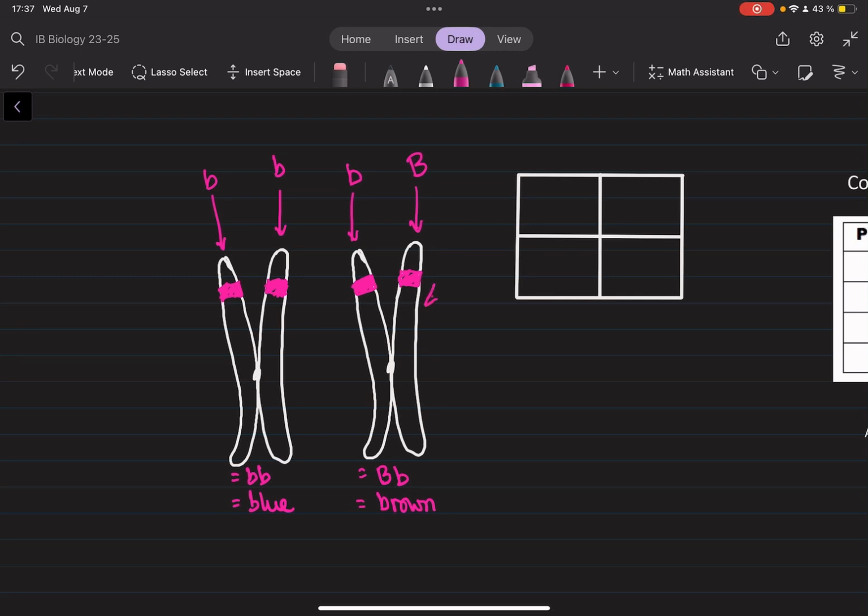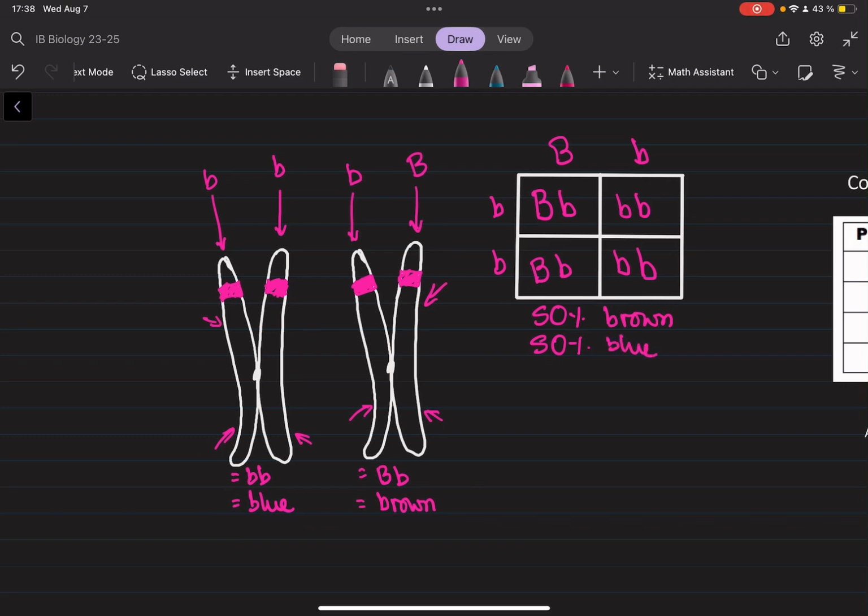So from this chromosome, it can either inherit the one that codes for brown, or the one that codes for blue. And on this parent, on this chromosome, it can inherit only blue. So then we put this on a Punnett square, and then we fill out the Punnett square. So from this Punnett square, we can predict that the chances of them having brown eyes is going to be 50%, and blue eyes is also going to be 50%.